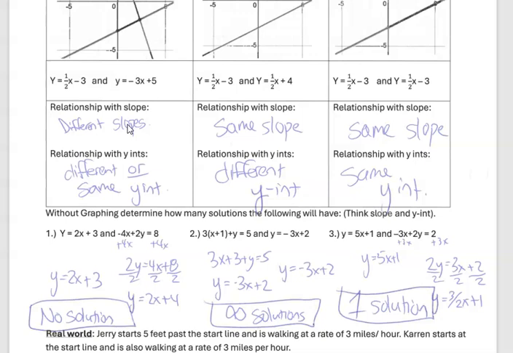And then the next one, when you get the second one into slope-intercept form, you end up with a slope of 3/2 and a y-intercept of, let's see, 1. So you don't even have to look at the y-intercept since they have different slopes. The only answer is 1 solution.